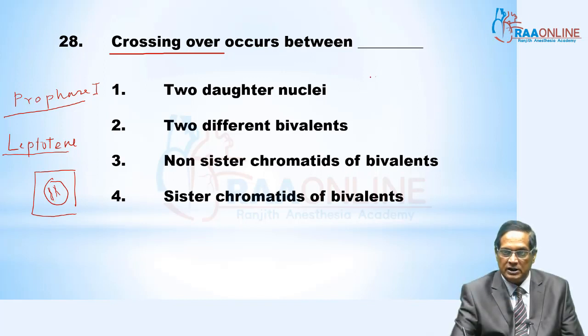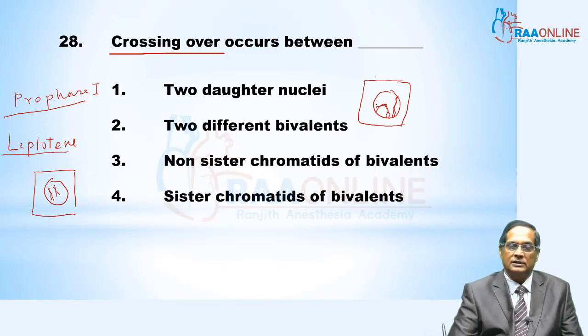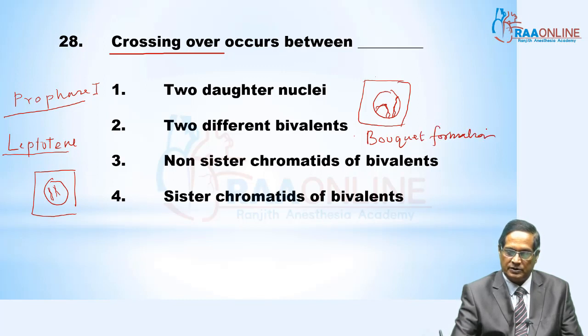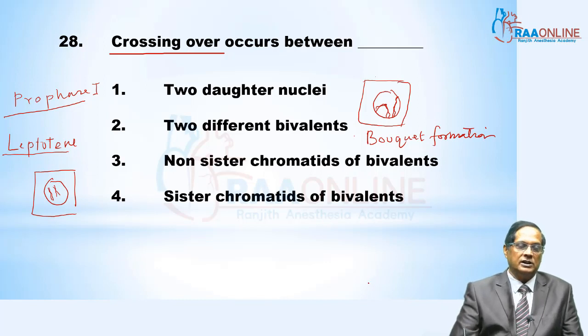One more speciality of leptotene is that chromosomes are attached to the nuclear membrane from both the ends, either in this manner or in this manner. Attachment of chromosomes from their both ends to the nuclear membrane is called bouquet formation. This is seen in leptotene.